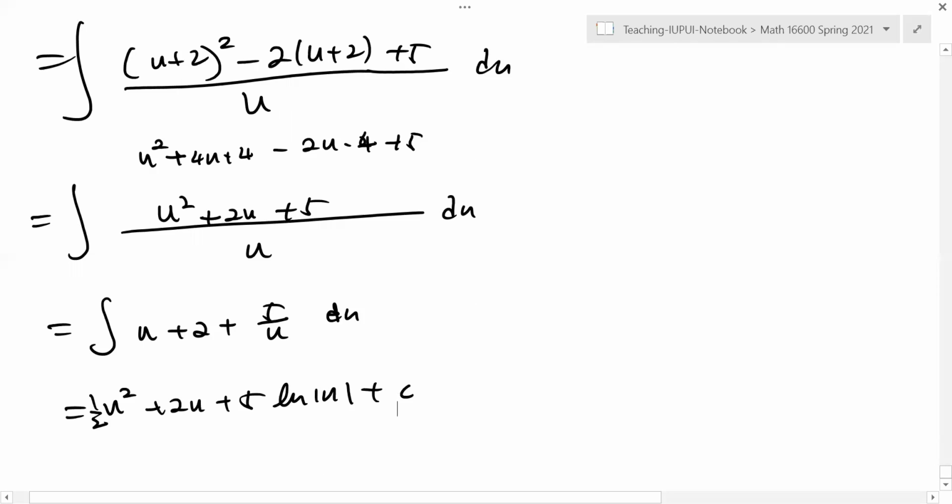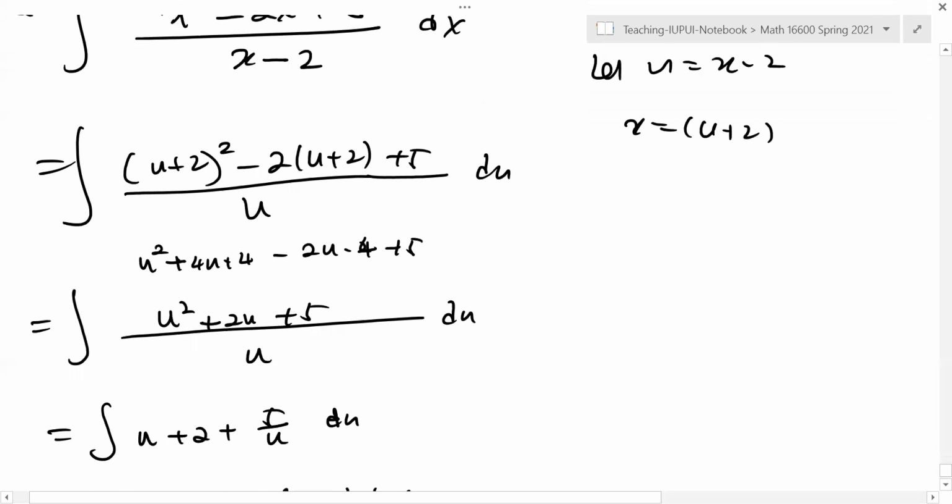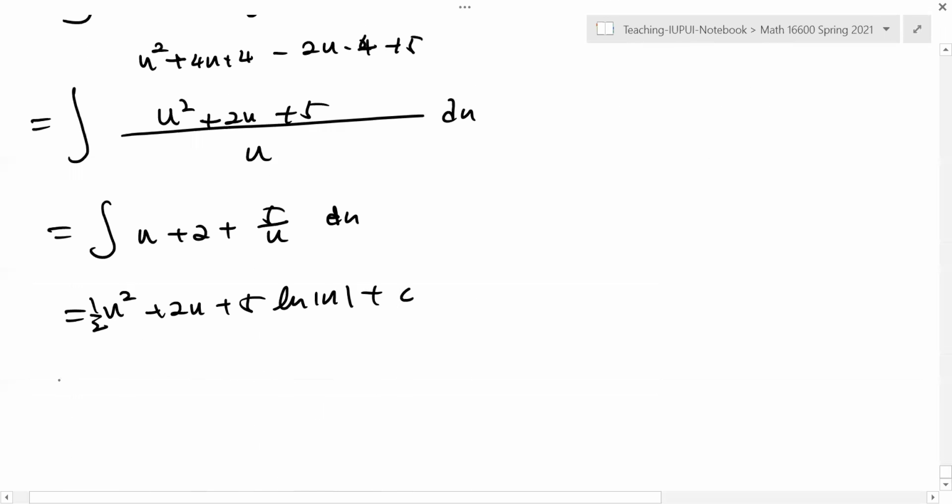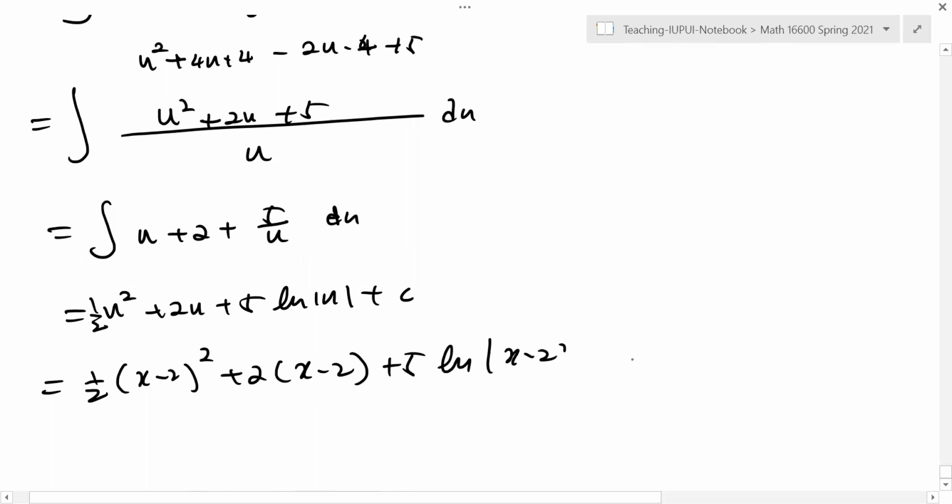Okay, then you go back to x minus 2. Half of x minus 2 squared plus 2 times x minus 2 plus 5 natural log of absolute value x minus 2 plus constant. All right, so I think it's a good idea using substitution when you only see one linear term in the denominator.